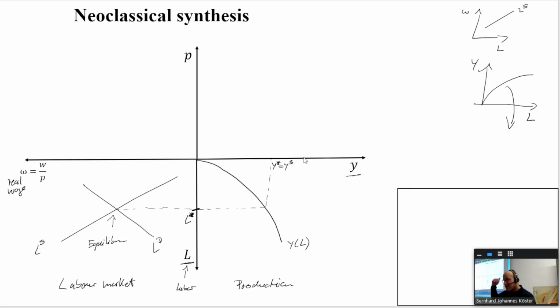And now think of our ASAD model. This production level is now our long run AS curve, our long run supply curve. And therefore we call this the neoclassical synthesis.